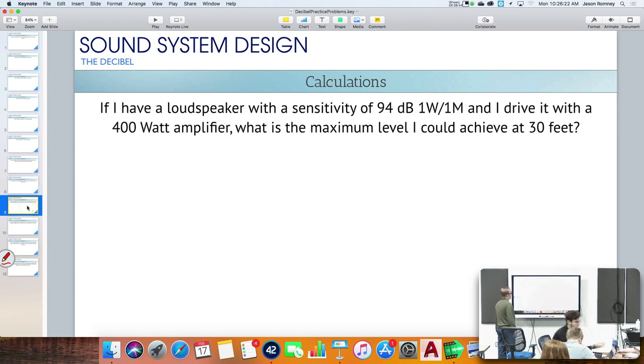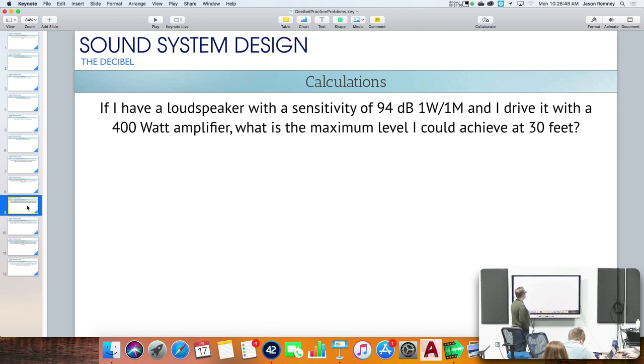But, okay, here is adding another variable into this thing. So I've got a loudspeaker. Its sensitivity is 94 dB SPL, 1 watt, 1 meter. That just says that in the spec sheet. You put 1 watt of power into this thing, you will get 94 dB SPL at 1 meter. You're going to drive it with a 400 watt amplifier.